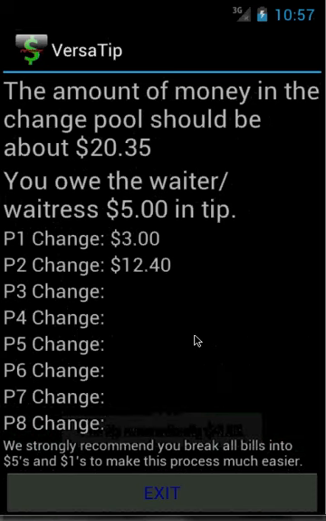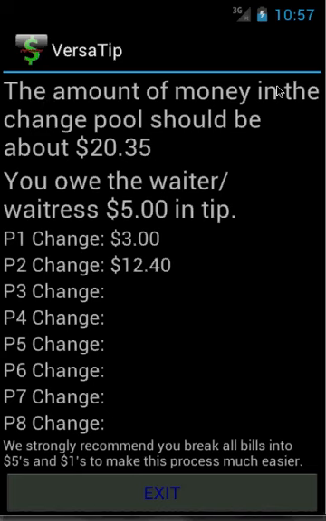This fourth screen is probably the most important in VersaTip. Here, VersaTip shows you the amount of money in the change pool, which in this case is about $20. Using this money, you have to tip the waiter and give back everyone the change they're owed. Of course, it's going to be hard to tip and give back change if this $20.35 is one $20 bill and a quarter and a dime. But as long as you break your bills into 5s and 1s, this process will be much easier. And once you do this, you're done.